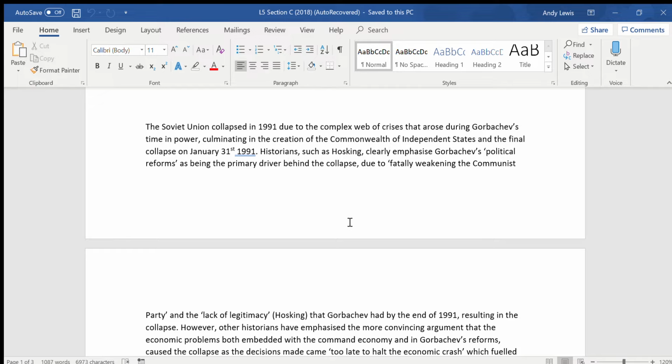So this is their introduction. The Soviet Union collapsed in 1991 due to the complex web of crises that arose during Gorbachev's time in power, culminating in the creation of the Commonwealth of Independent States and the final collapse on 31st of January 1991.